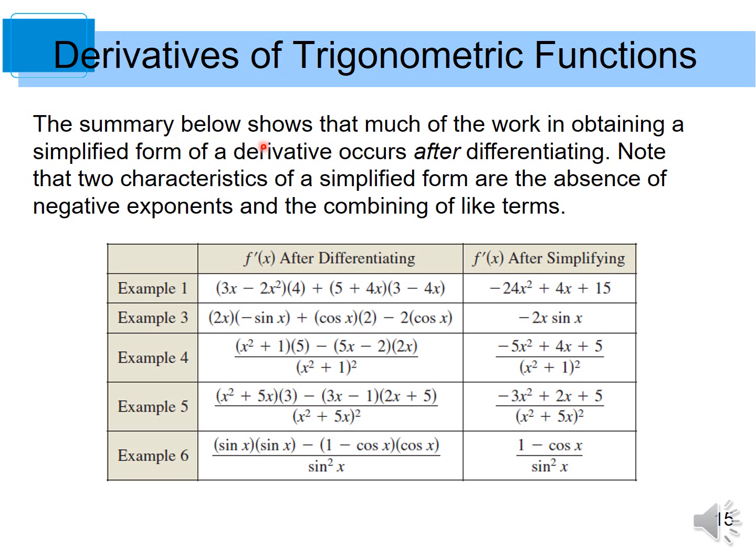The summary below shows that much of the work in obtaining a simplified form of a derivative occurs after differentiating. Note that two characteristics of a simplified form are the absence of negative exponents and the combination of like terms. Look at the comparison between these two: before simplify and after simplify.